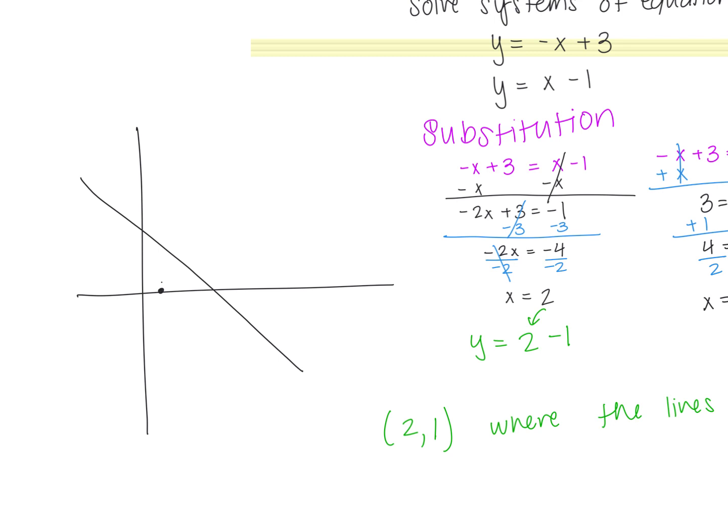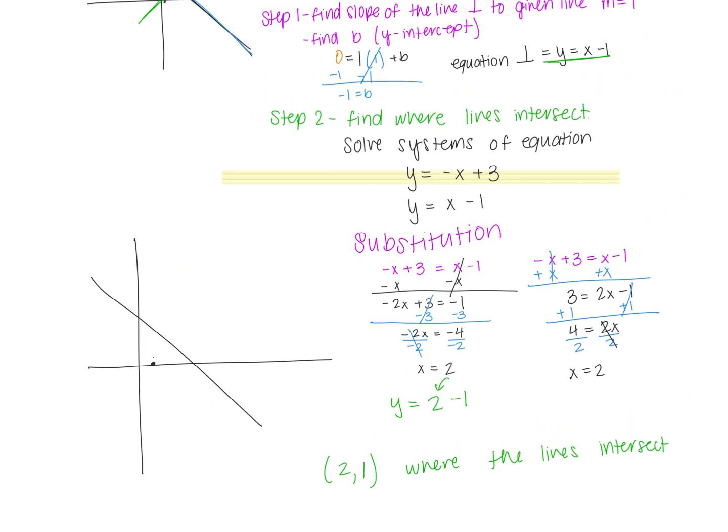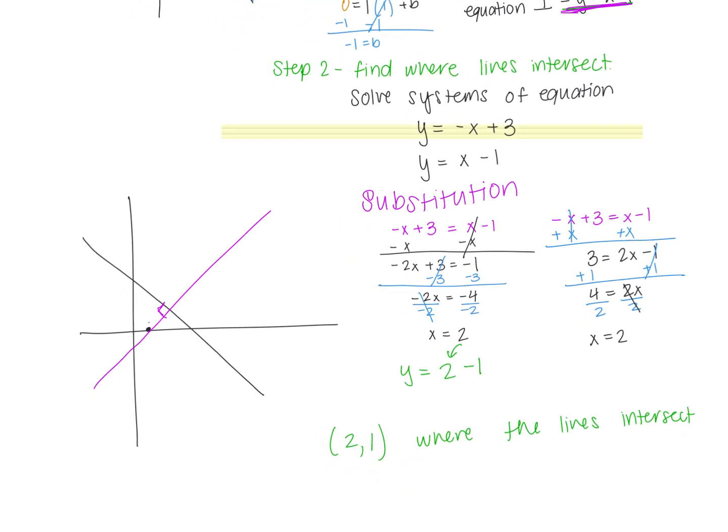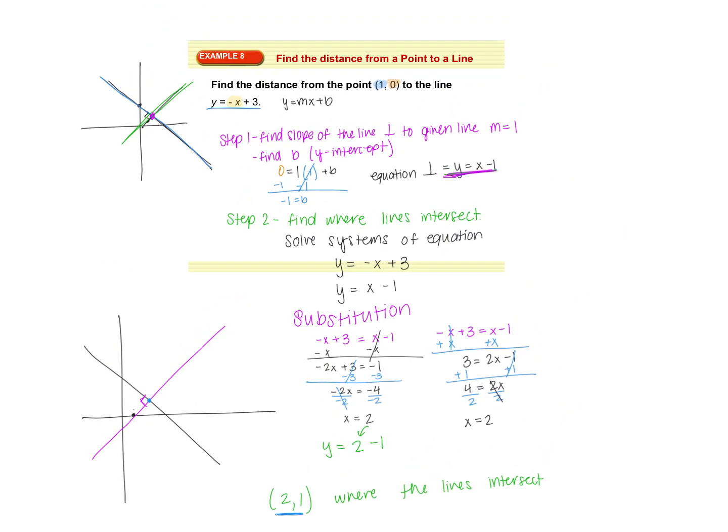I figured out the perpendicular line. So the perpendicular line was this right here. And that's the line that goes completely perpendicular to the line, the equation of the line that was given. So this is my 90-degree angle. What I figured out down here, this 2, 1, is where the lines intersect. So now that I have my starting point, which is up here, I highlighted it. This point right here is this point. Now I found where they intersect.